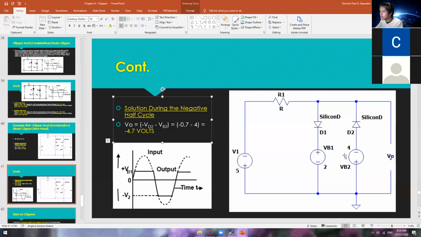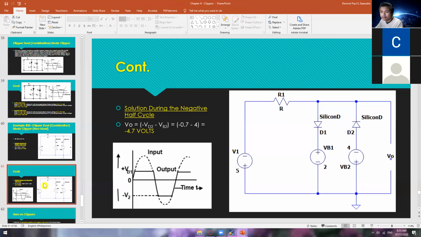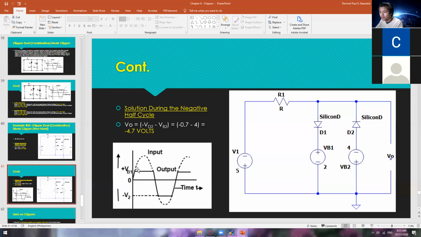All right, so this one is basically the same idea as the positive clipper bias or the negative clipper bias. It's just that it can clip both sides, the positive and then the negative side. All right, and then here's their graph. We have here 0.7, yeah, we have here 2.7 volts and then negative 4.7 volts.